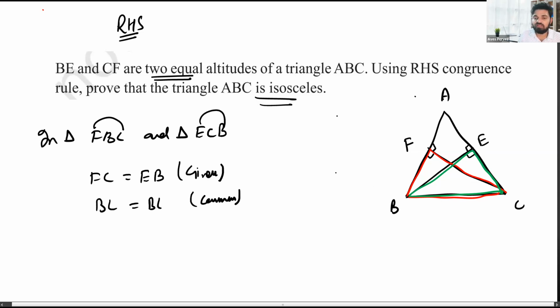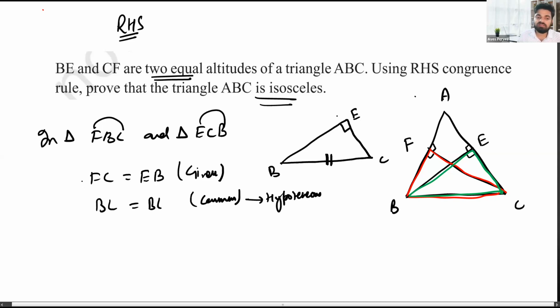And this is actually the hypotenuse. For example, this is the right angle triangle. This is B, this is E, and this is C. If this is the right angle, then this will be the hypotenuse. The side in front of the right angle is considered the hypotenuse. This is another side. This is S, a side, and then we have to take the right angle.